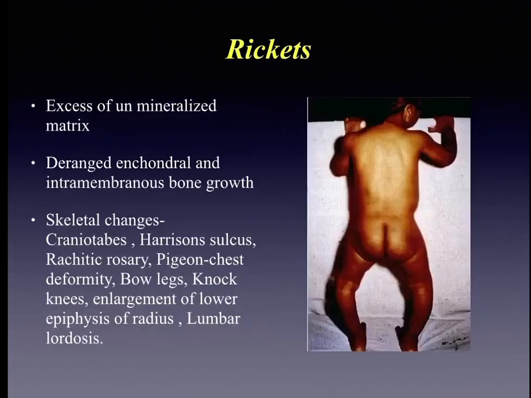It's a case of rickets where there are certain skeletal changes, especially like bow legs, then rachitic rosary, pigeon chest deformity, and there can be knock knees and lumbar lordosis. So the main pathology here is the excess of unmineralized matrix, which results in deranged endochondral and intramembranous bone growth.